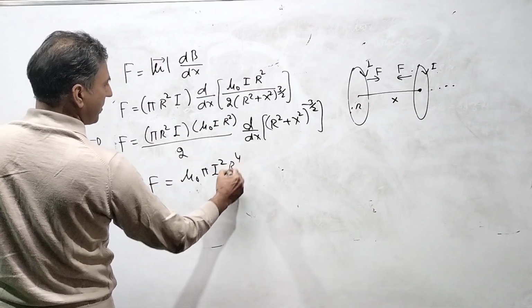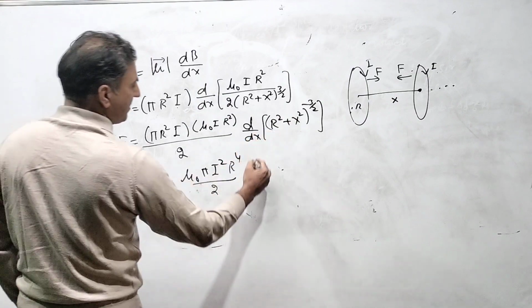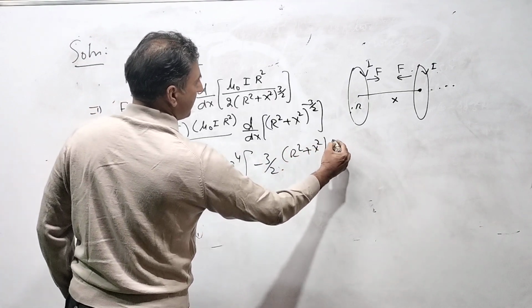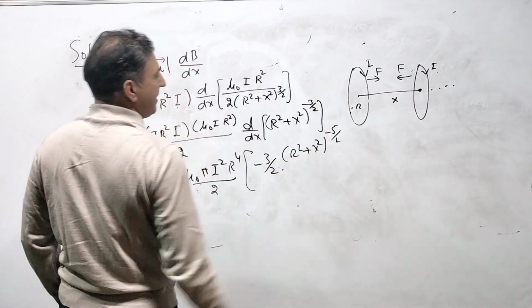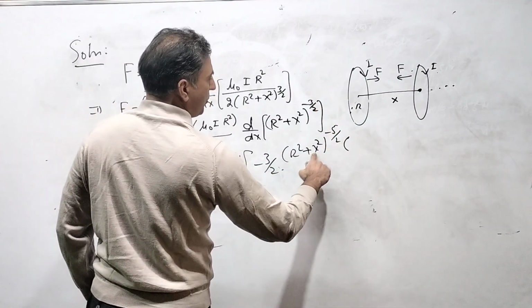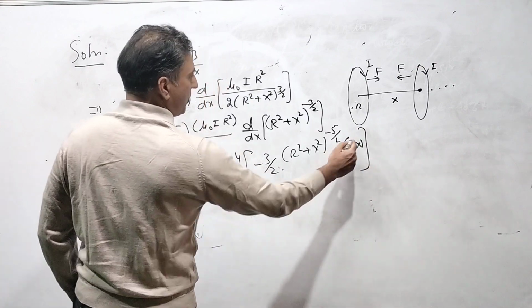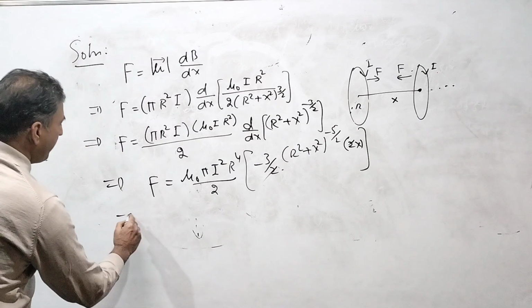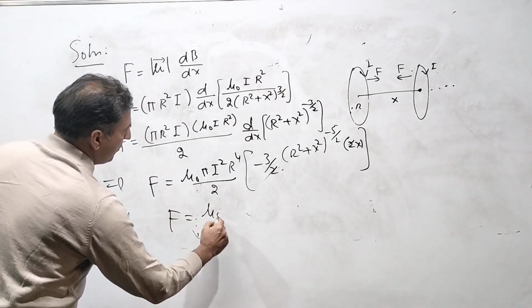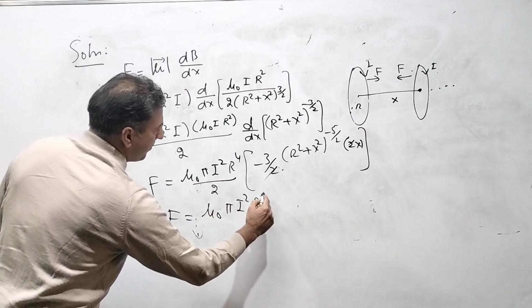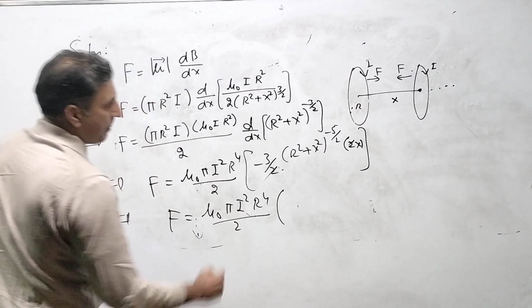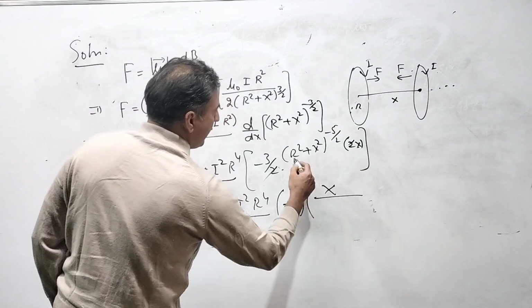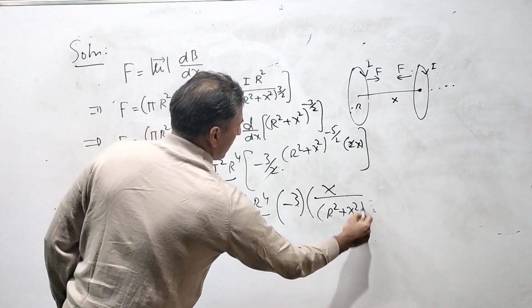So it is F equal to μ0 π I² R⁴ divided by 2, इसका डिफरेंशिएशन -3/2 नीचे, (R² प्लस X²) to the power -5/2 -1 करके इंटू 2x, 2 gets cancelled. So what should I write? F equal to μ0 π I² R⁴ by 2, -3 into x ऊपर, नीचे (R² plus x²) whole raised to 5/2.